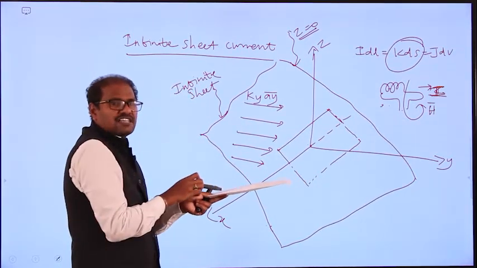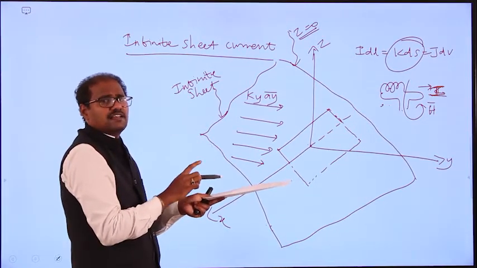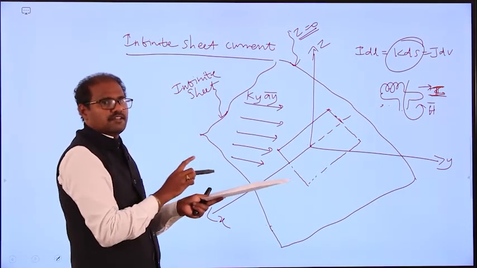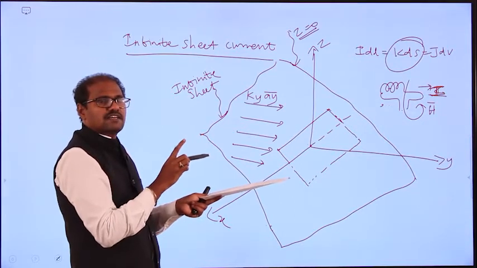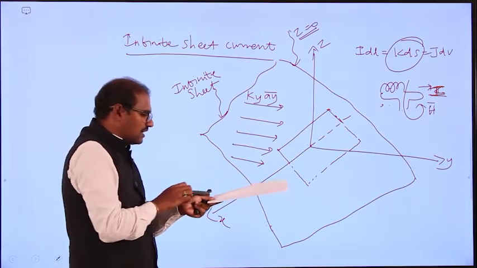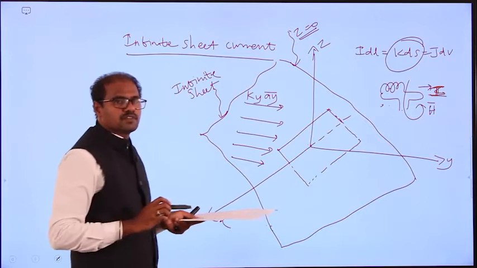Surface current means K, line current means I, and volume current means J. Ideal line current, surface current K dS, and then volume current J dV. We are going to allow the current this side, so now K_y into a_y.